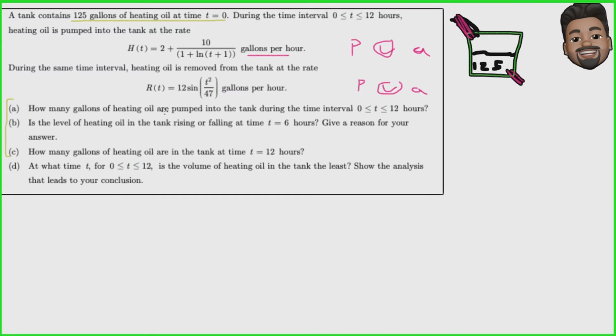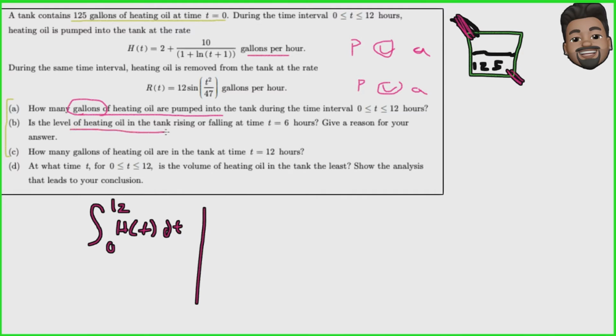How many gallons of heating oil are pumped into the tank during this time interval 0 to 12? Well, we want to know how many gallons of heating oil are pumped into the tank. Well, it only cares about what's being pumped in. We don't care about how much we started with, how much is leaving. We care about how much is pumped. So we're going to do the antiderivative because it's gallons, that's position. From 0 to 12, H of T dt. And that is part 1. We would plug that into my calculator and we would be done. Nothing else to do. Let's go to part B.